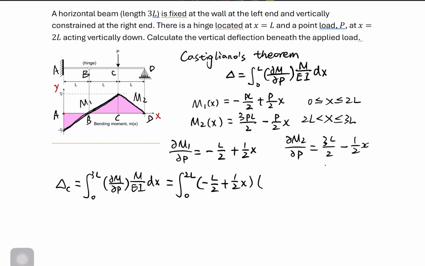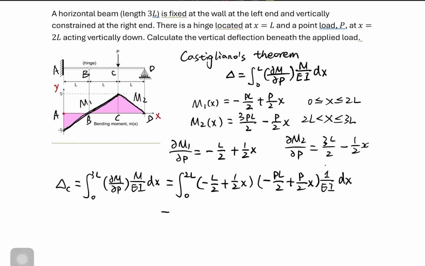This is shown here. So we have M1, PL over 2 plus P over 2 x, divided by EI. We can put 1 over EI outside of the integral, so we will do it later. So this is from 0 to 2L.